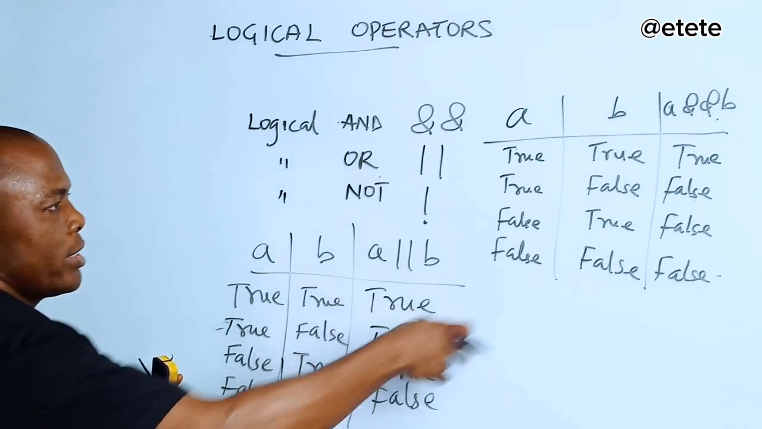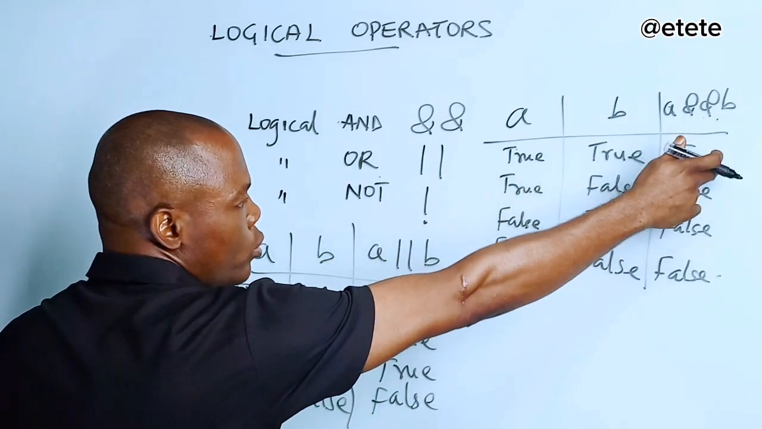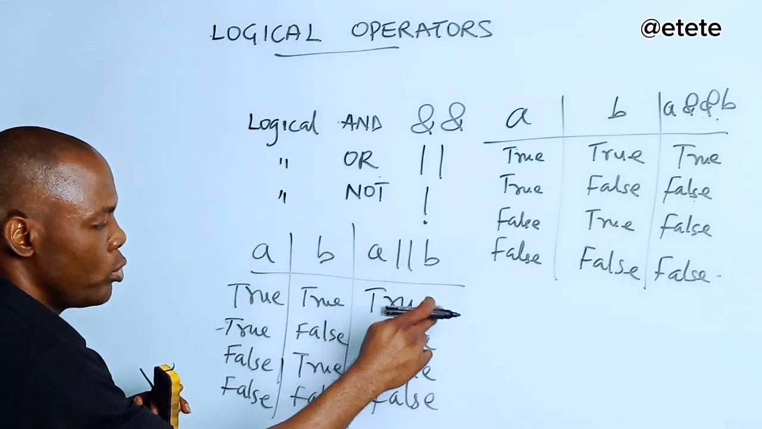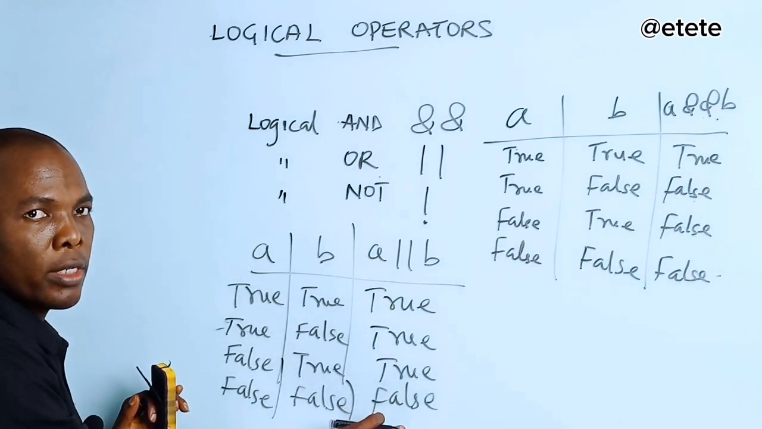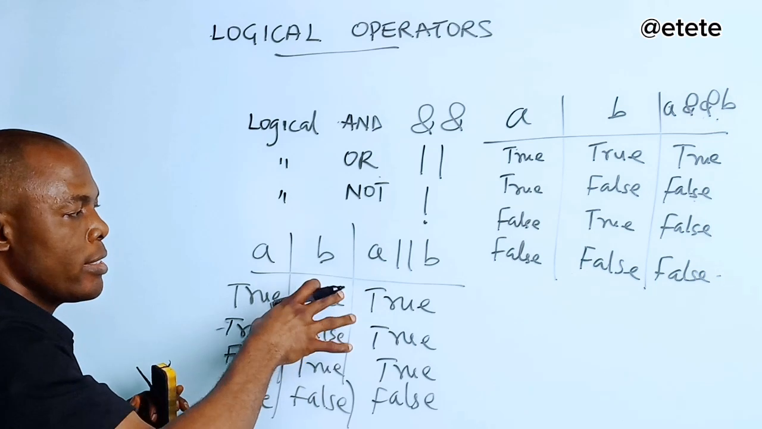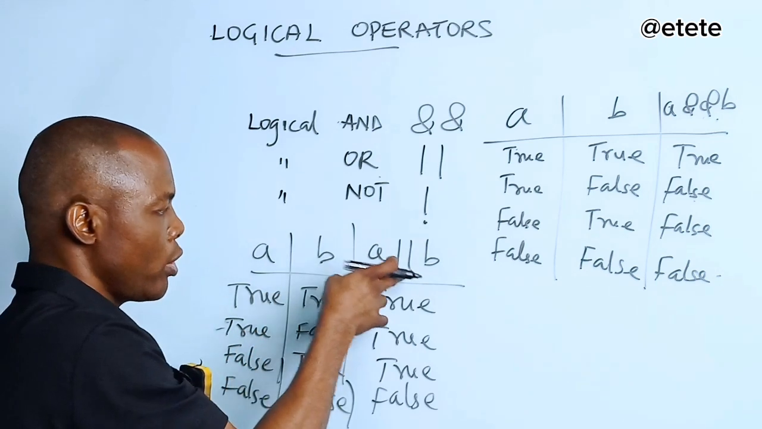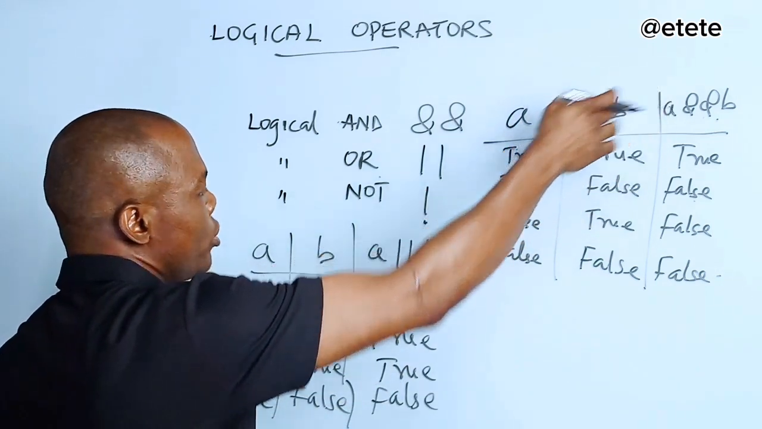So you can see it's the reverse of this. AND gives true, false, false, false, while OR gives true, true, true, false. That is the truth table for logical OR, and then the truth table for logical AND.